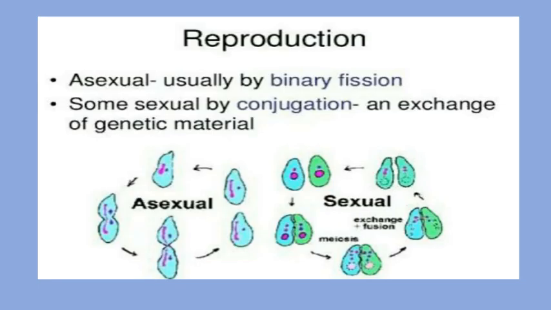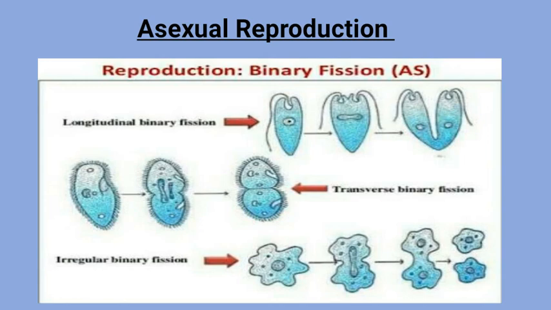Reproduction in Protozoa occurs asexually as well as sexually. Asexual reproduction occurs by means of binary fission. Euglena undergoes longitudinal binary fission, where the parent cell divides longitudinally into two daughter cells. Paramecium undergoes transverse, and Amoeba undergoes irregular binary fission. Basically, in binary fission, one parent cell divides to form two daughter cells.